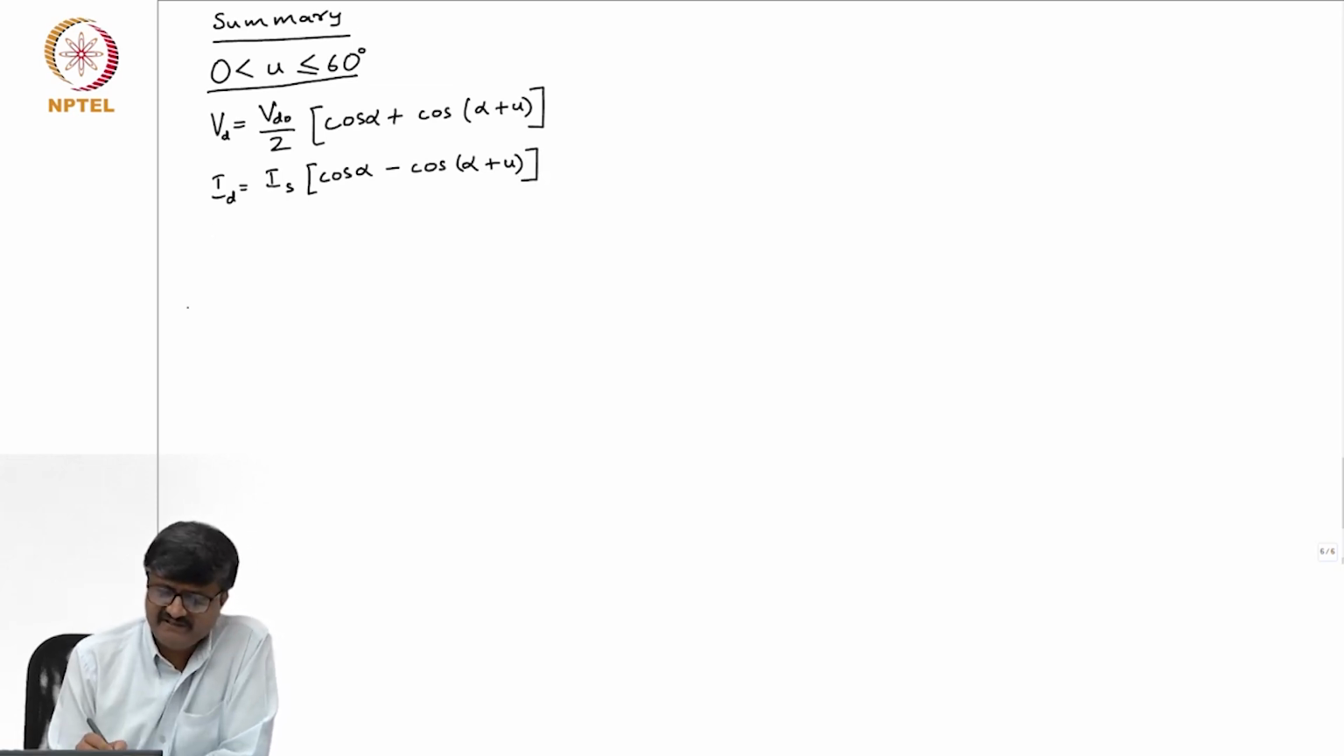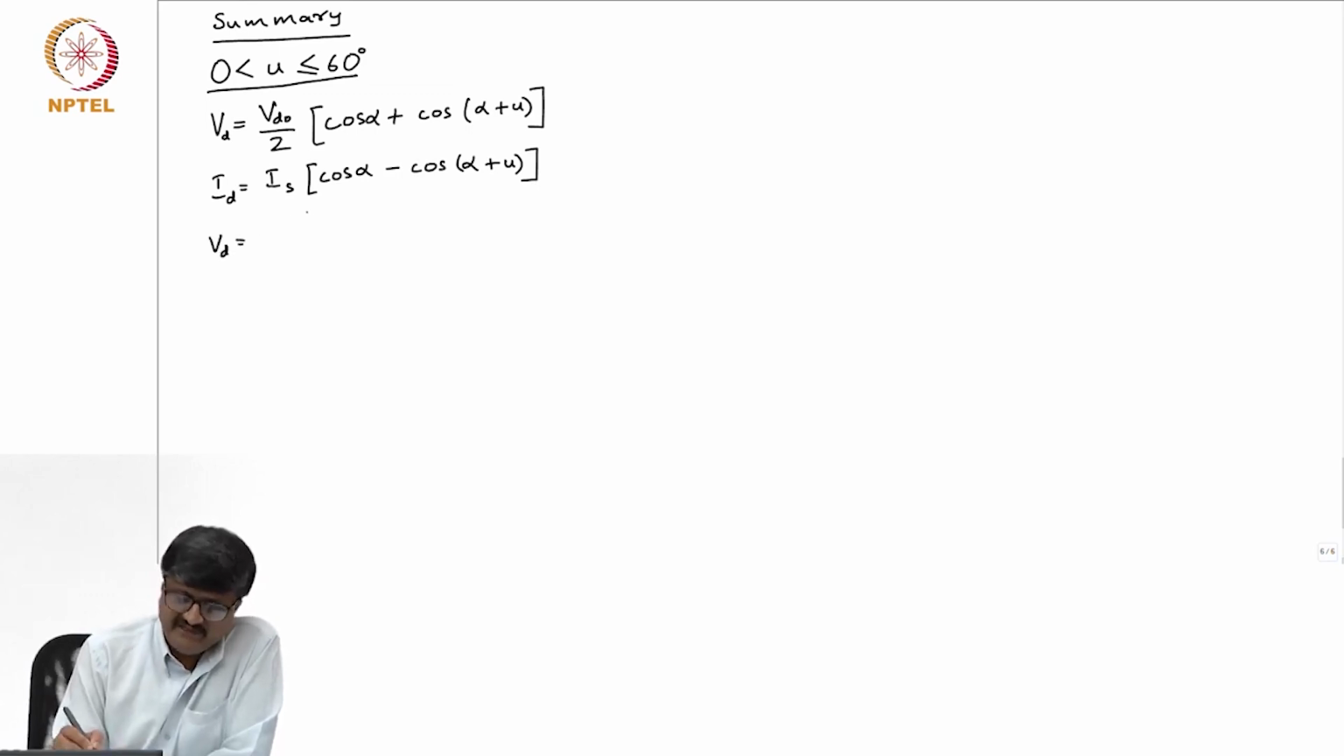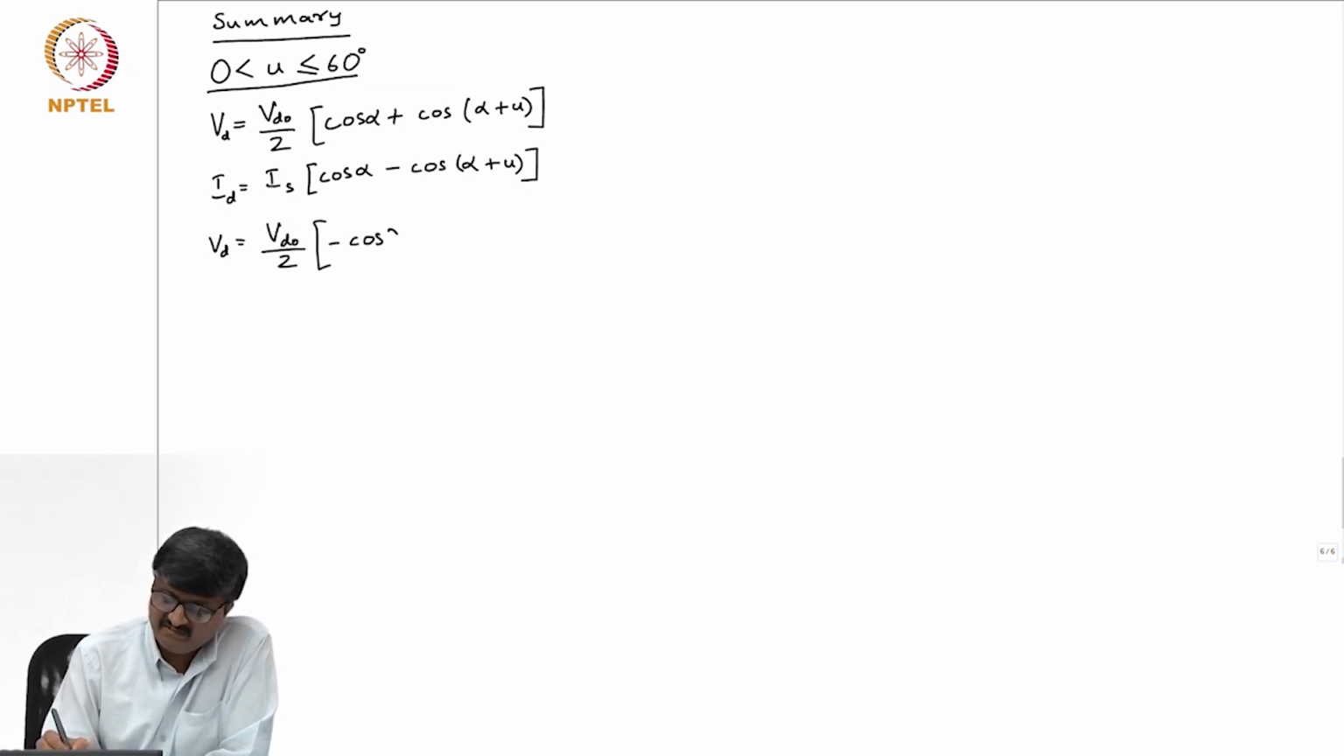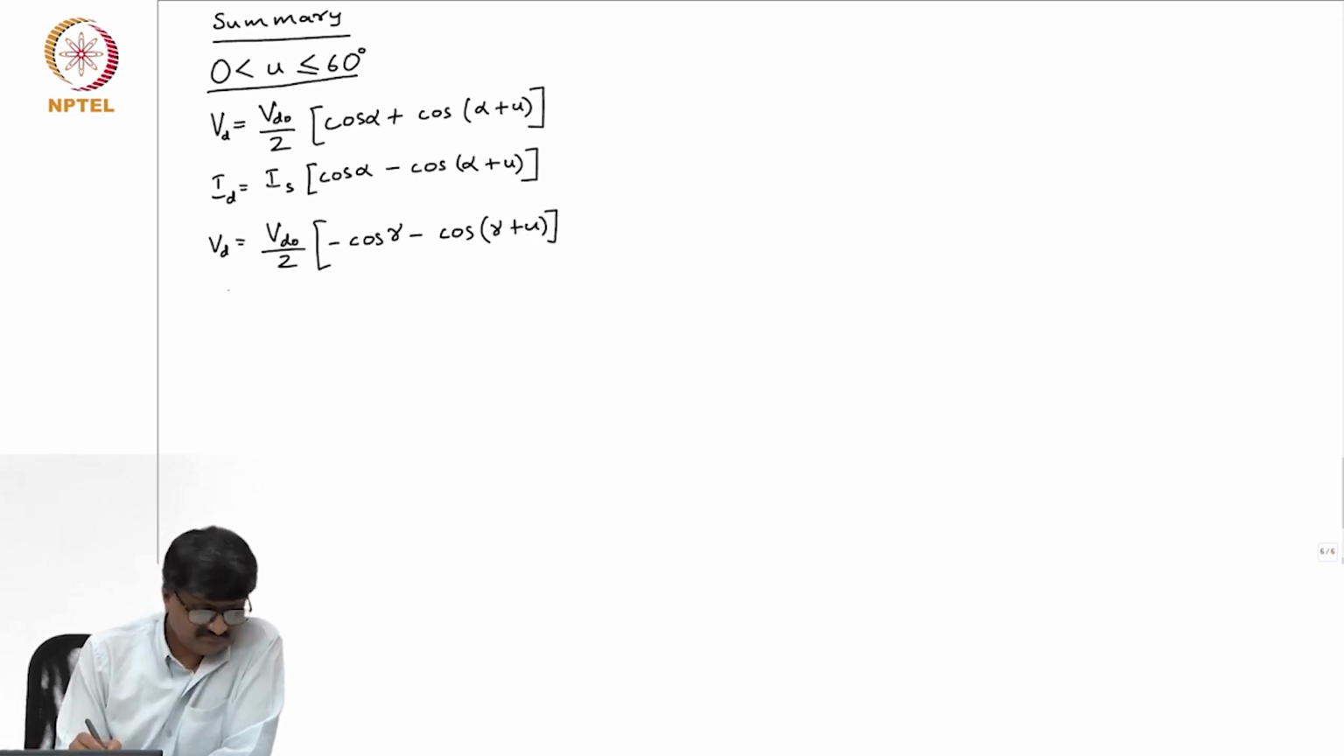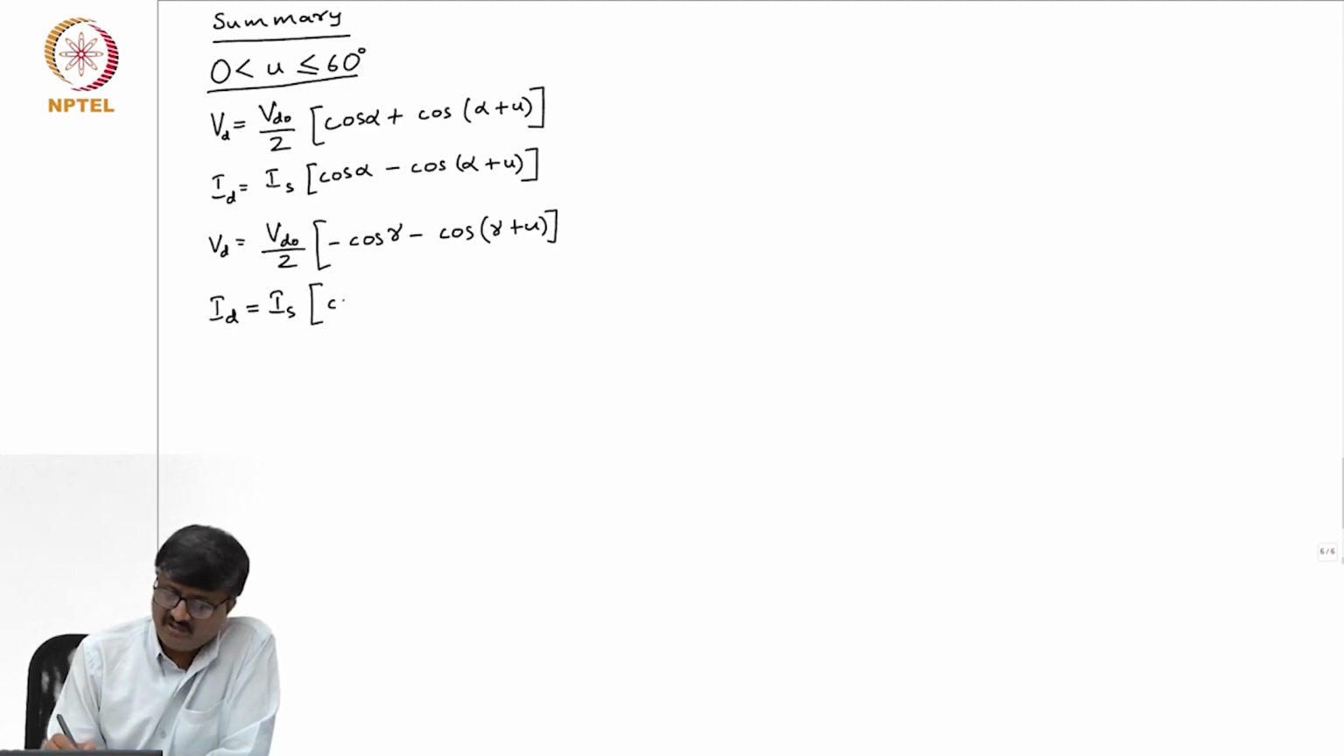Then we also got an equation relating VD, VDO, gamma and u. So we have VD is equal to VDO by 2 minus cos gamma minus cos gamma plus u. Similarly, there is an equation relating ID, IS, gamma and u. So ID is IS into cos gamma minus cos gamma plus u.